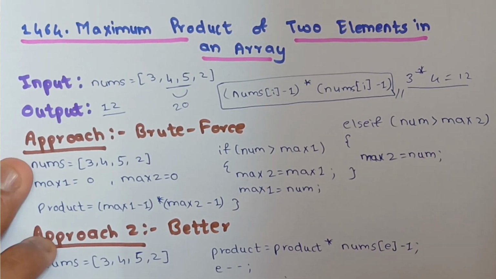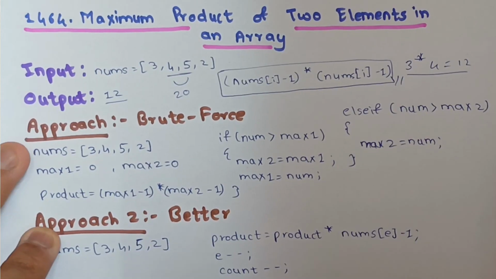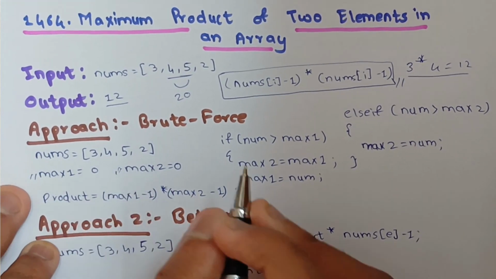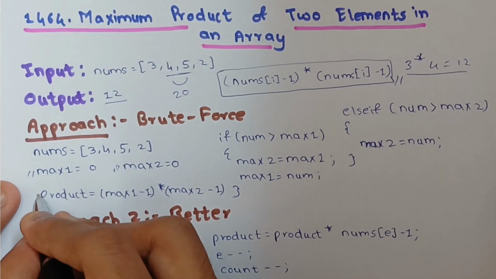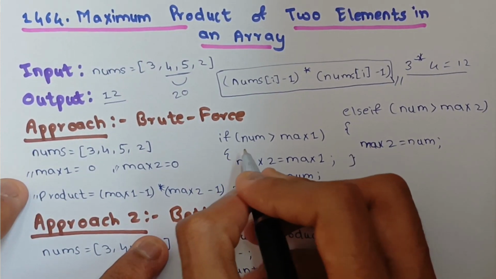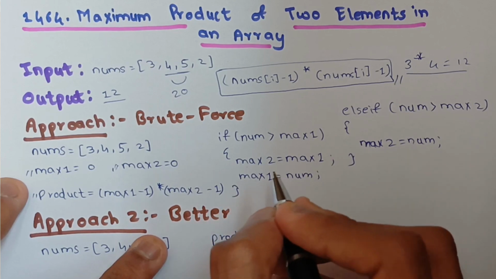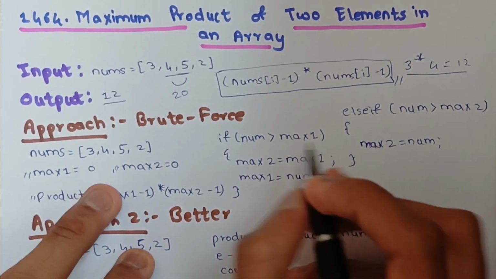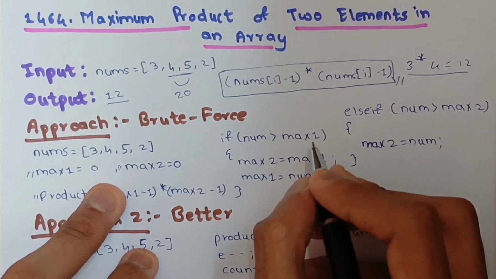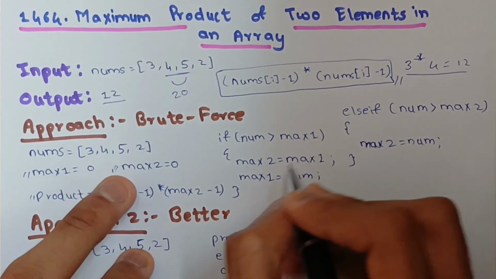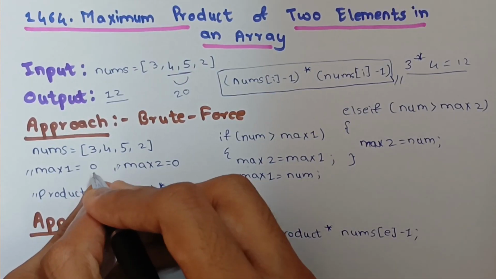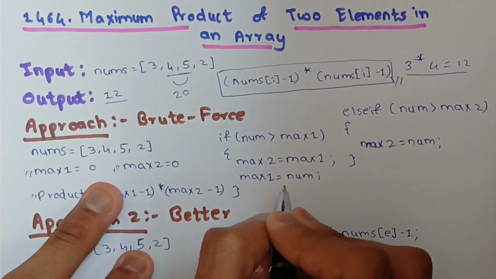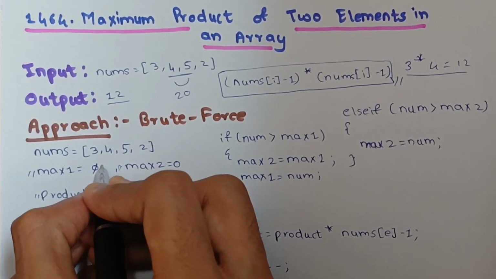So let's discuss approach 1. Approach 1 is a brute force approach. In approach 1, we will take two variables, maximum 1 and maximum 2, and a product variable. We will implement a simple for loop and take the first element 3. Is 3 greater than 0? Yes, 3 is greater than 0. So in maximum 2, the maximum 1 value will be stored. Initially maximum 1 is 0, so maximum 2 will remain 0, and in maximum 1 num will be stored, meaning 0 will go and 3 will be stored.